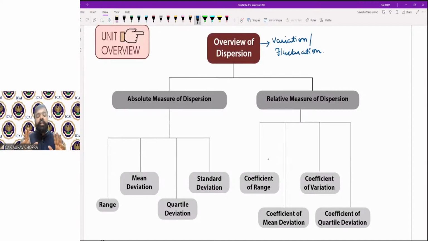Now, dispersion is divided into basically two parts. First is known as absolute measure of dispersion, and second one is known as relative measure of dispersion. Absolute and relative measure of dispersion. Now, what is the difference between these two? Okay, we will understand that.